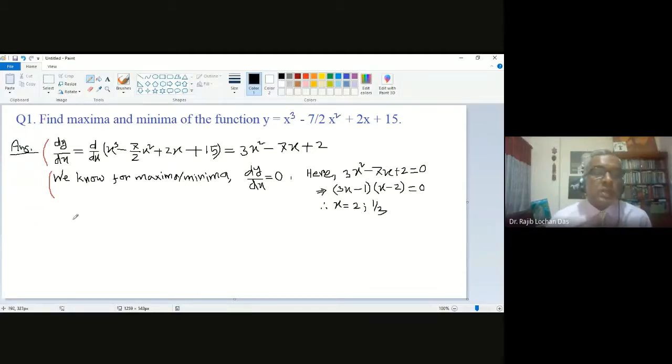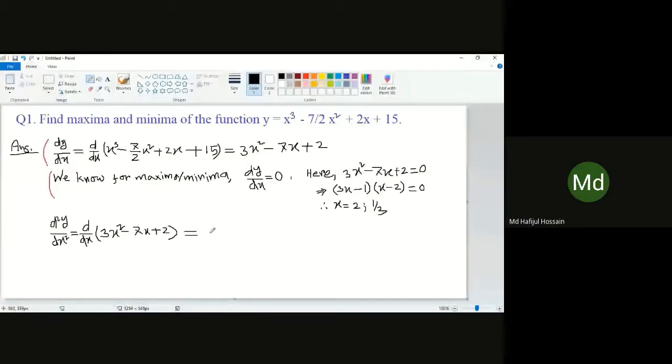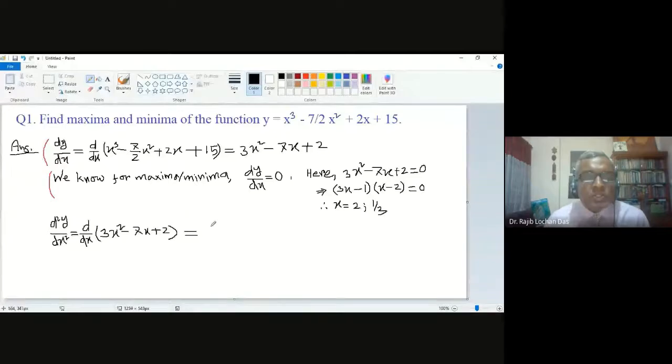Now you move to the third step. What is the third step? You do the differentiation again, so it will be d2y/dx2. That means d/dx of the previous derivative, the previous answer. What is the previous answer? 3x square minus 7x plus 2. You just write it and find the answer. Again, I am not going to show the details because you already know. So what will be the answer? 6x minus 7. Correct.